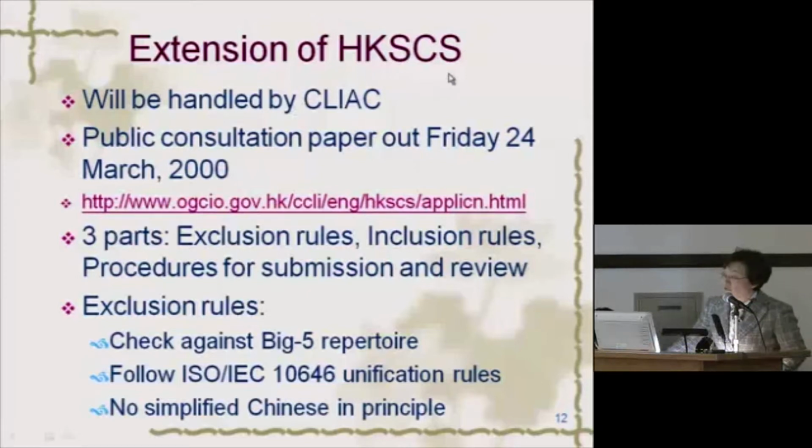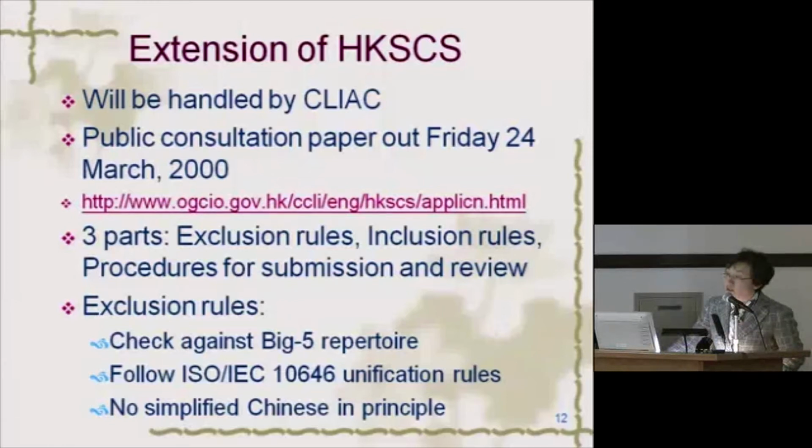Now, for any extension of HKSCS, the government decided to let the advisory committee handle all the new inclusions. So a public consultation was published on the inclusion procedure, the inclusion and exclusion rules. I've mentioned this one. Now, one of the things is that we have decided not to include any more simplified characters, purely because of size limitation.